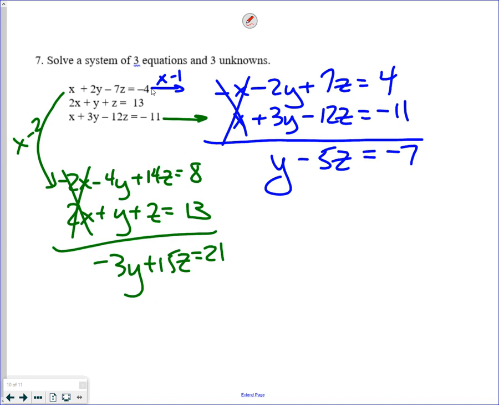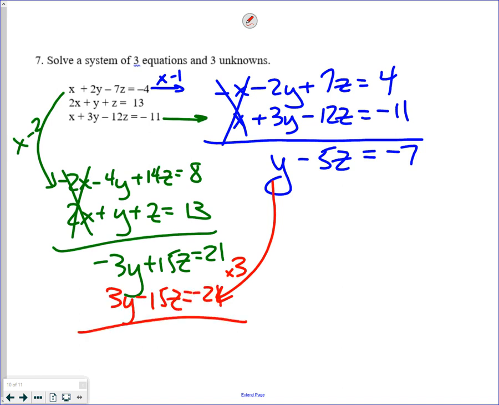Now I need to take those two answers together. I'm going to multiply this one times 3. I get 3y minus 15z equals negative 21. Uh-oh. Y's cancel, z's cancel, and the number cancels. This is an infinitely many solution question.